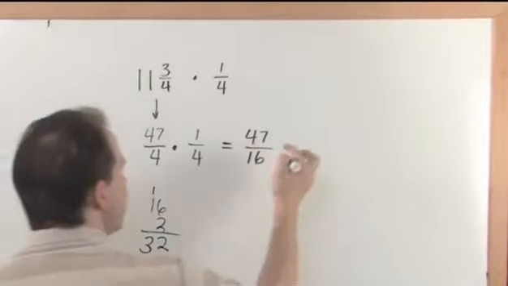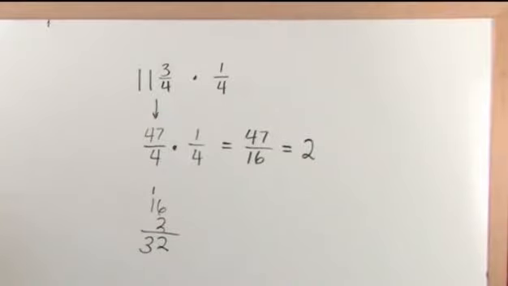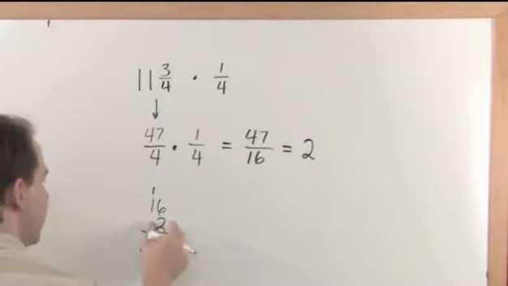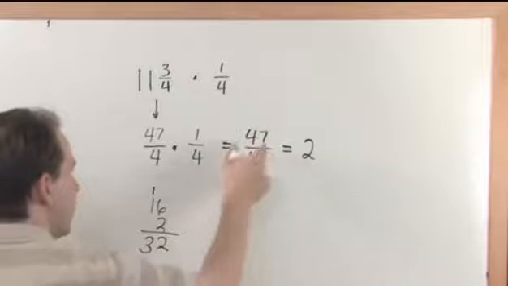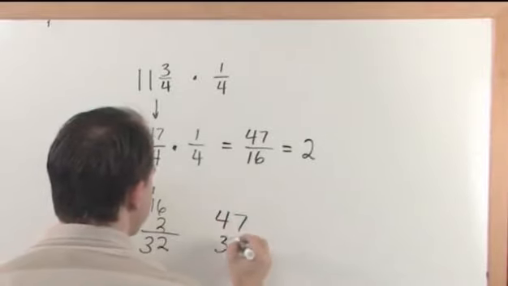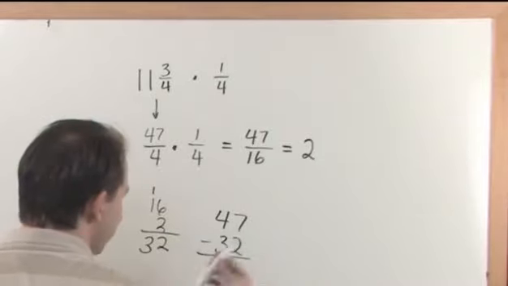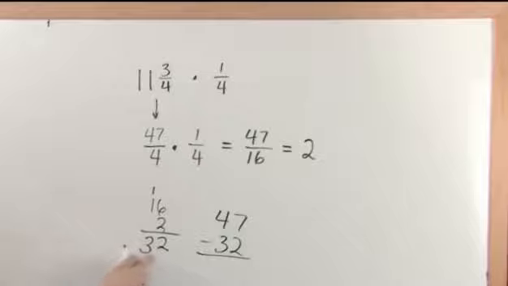So we know that 16 can be divided into 47 2 times. Okay? What's going to be left over? When we multiply by 2, we got 32. So what's left over between 32 and 47? We just subtract them to find out what the difference is. What's left over? Okay, because when we divided into it, it didn't go all the way in. We had some left over.